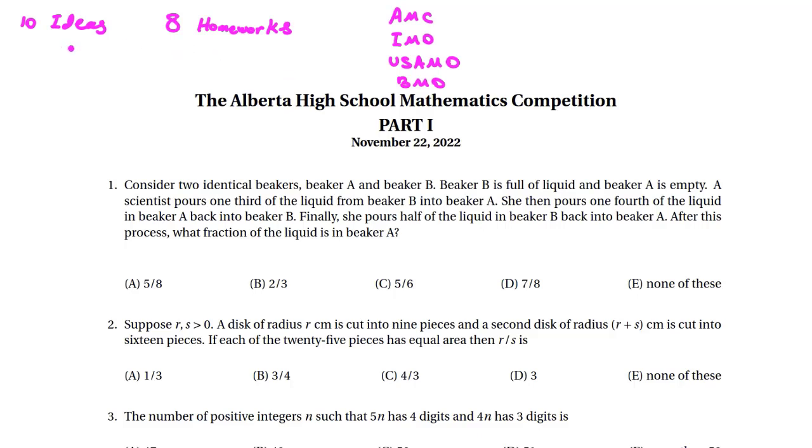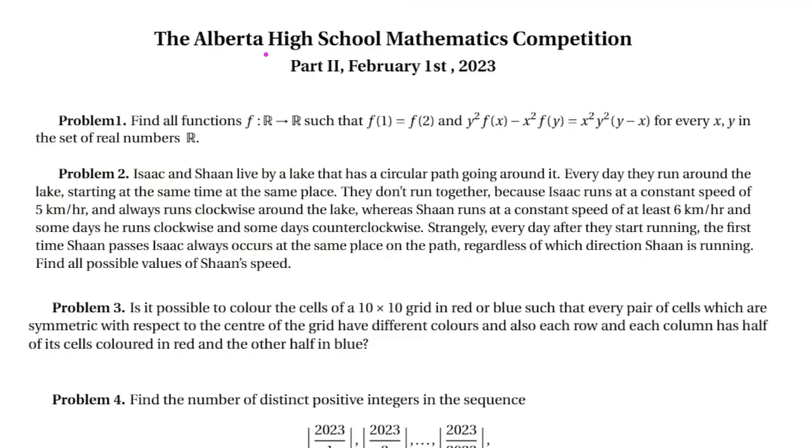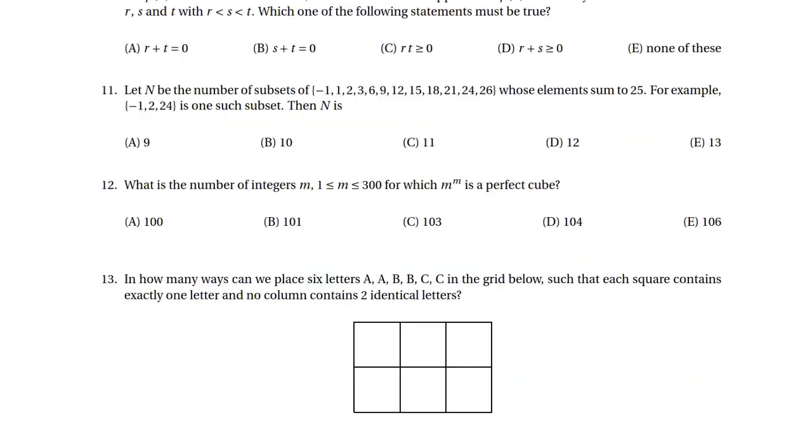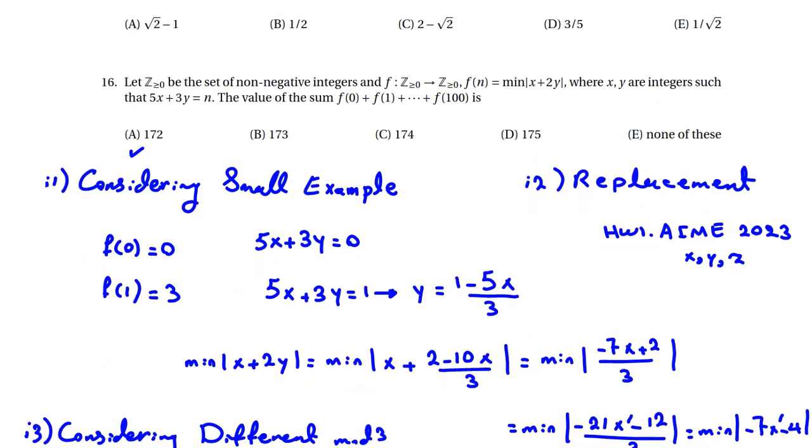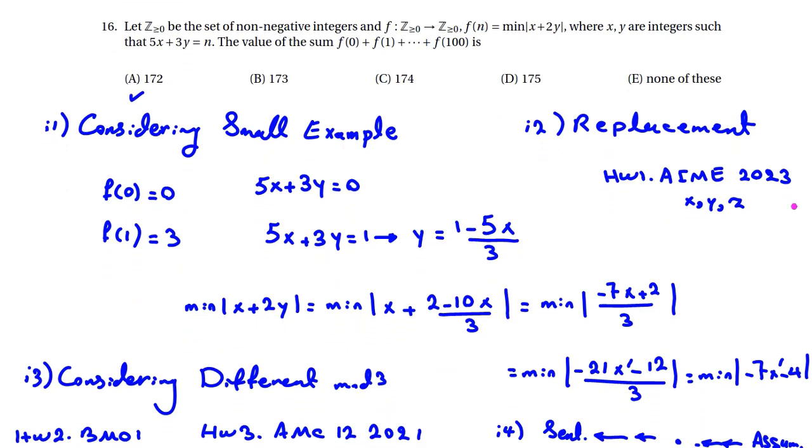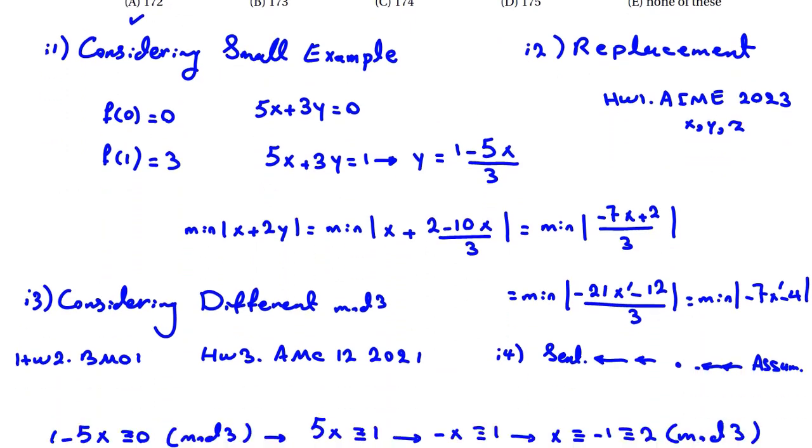In this video, we'll consider 10 ideas and I leave 8 homeworks from AMC, IMO, International Mathematical Olympiad, USAMO, and BMO for British Mathematical Olympiad. We will work on part 1 and part 2 of AHSMC, Alberta High School Mathematics Competition. In part 1, we will work on last problem, problem 16. I will tell you some background ideas concerning small examples, replacement.